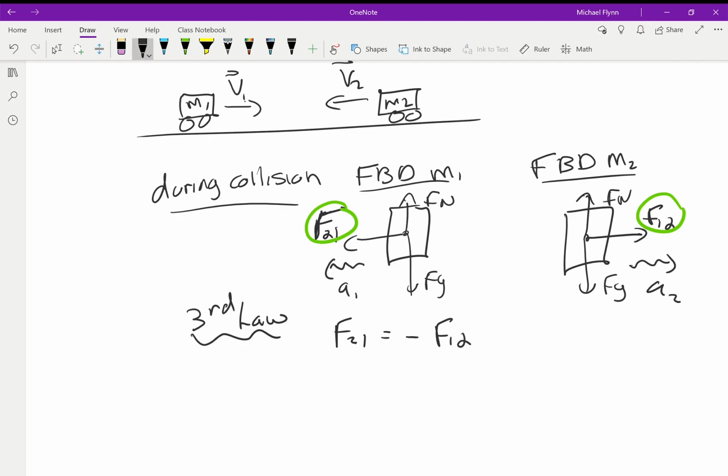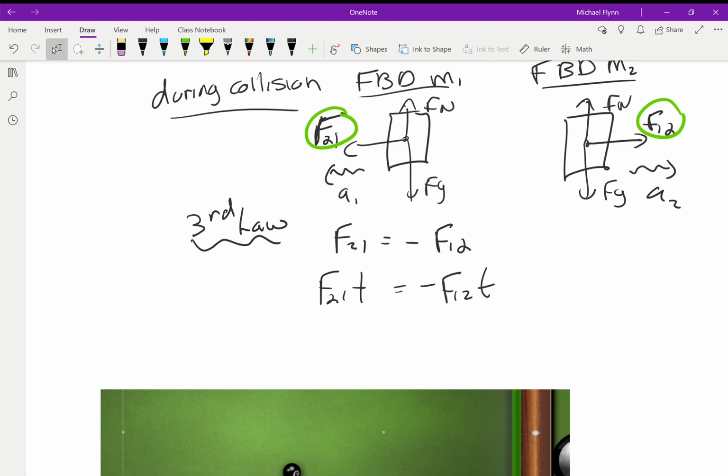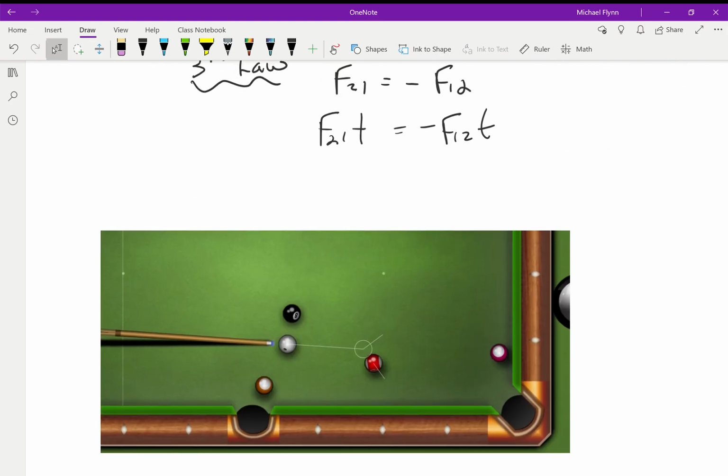So now what I'm going to do is multiply both sides by time. So I'm going to go F21 times time. After all, the amount of time they're in contact is the same for both also. F12 times time, okay? So you see what I did there? Oh, and once again, I got to move this little turkey out of the way. I'm writing too big. It's hard for me to write on my screen. FYI, it's way easier on the smartboard.